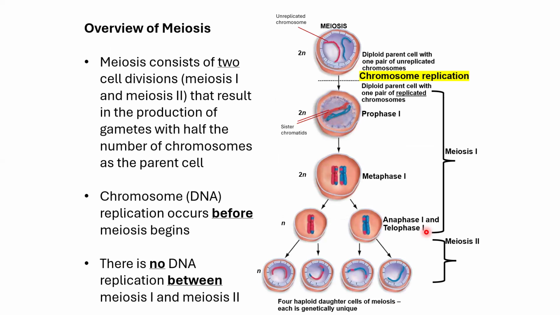Now, overall, meiosis, like we talked about, has two sets of divisions, meiosis 1 and 2. It results in half the number of chromosomes that you start off with. The major thing about meiosis is that chromosome replication only occurs before meiosis 1, and then it will not happen again. So it's basically like two rounds of mitosis, except during the second round, there is no duplication of the chromosomes themselves.